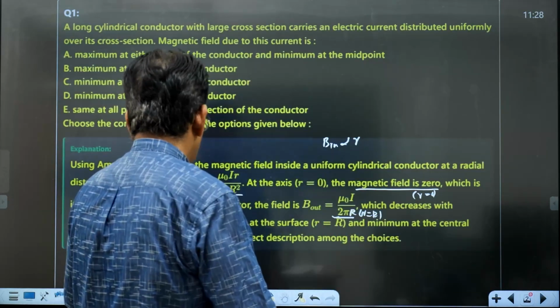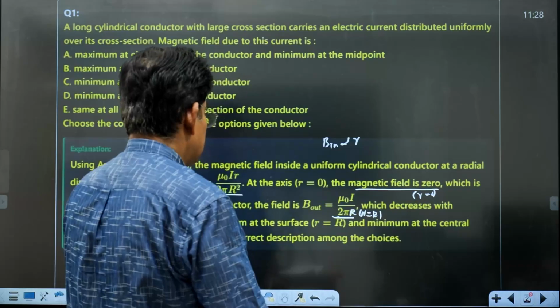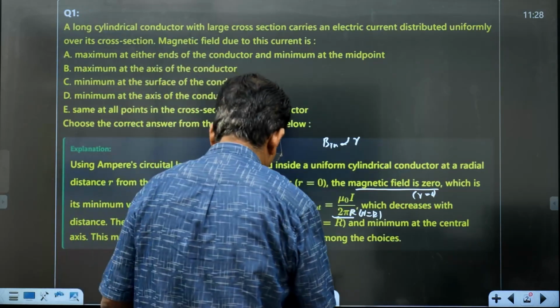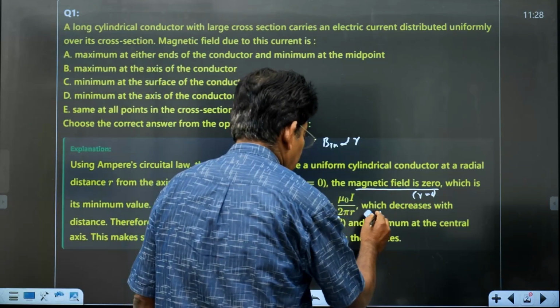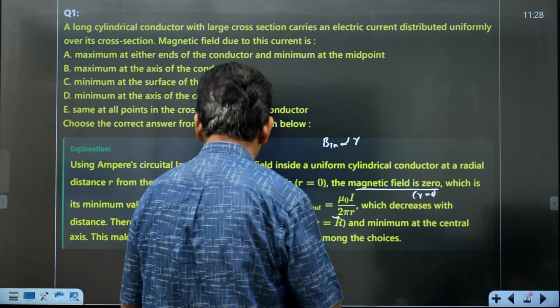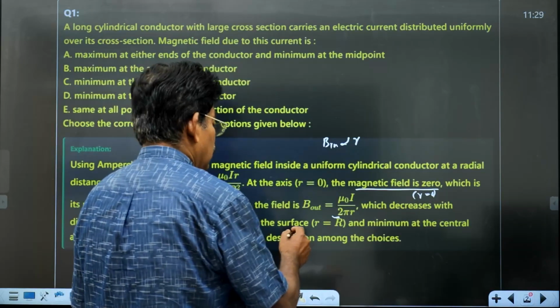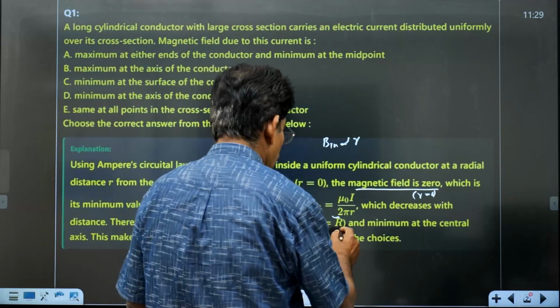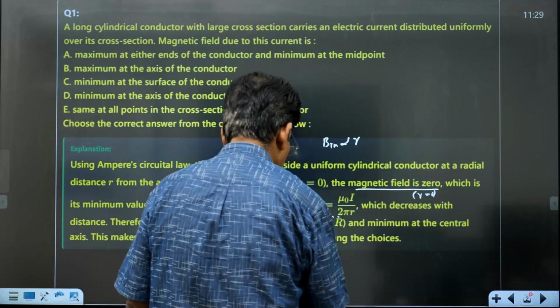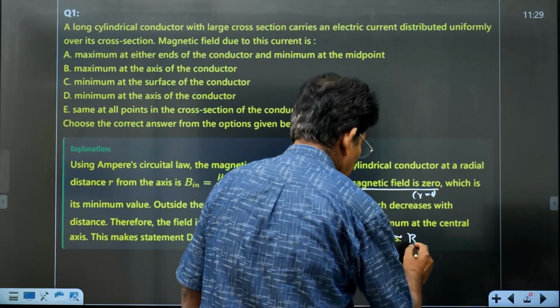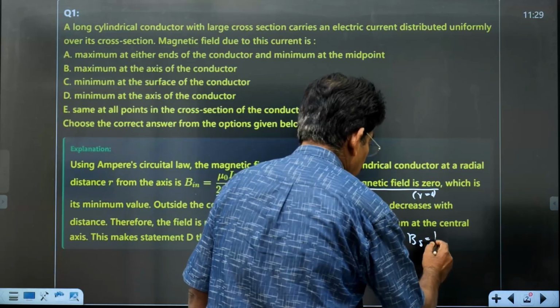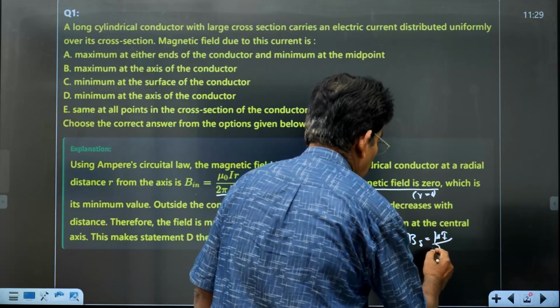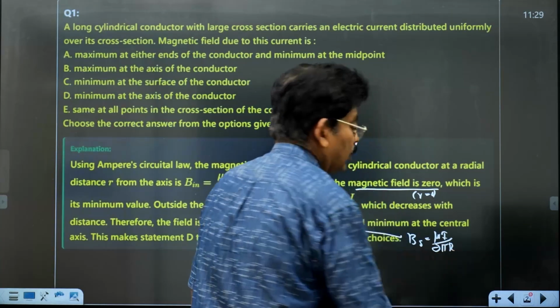And for any point outside the current, it is inversely proportional to r. And at the surface, small r is equal to capital R. Therefore, B on the surface will be mu 0 I by 2 pi R.